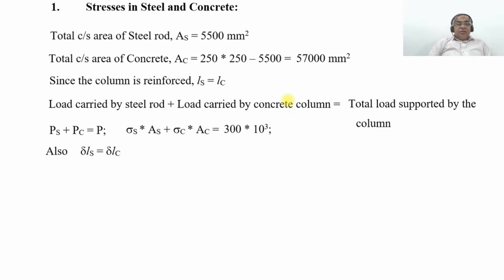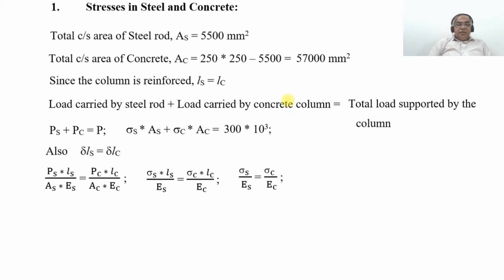Because 300 kilonewton is the load applied. We also know that delta LS will be equal to delta LC, that is PS into LS by AS into ES will be equal to PC into LC by AC into EC. So PS by AS, which is sigma S into LS by ES, will be equal to PC by AC, which is sigma C into LC by EC. We know that the length of the steel bar is equal to the length of the concrete. So sigma S by ES is equal to sigma C by EC. With the modular ratio ES equal to 15 times EC, therefore sigma S will be equal to 15 times sigma C.